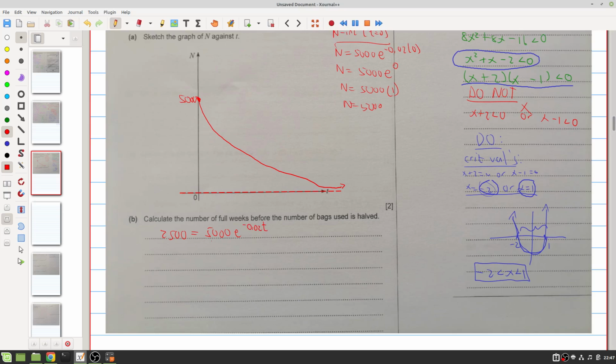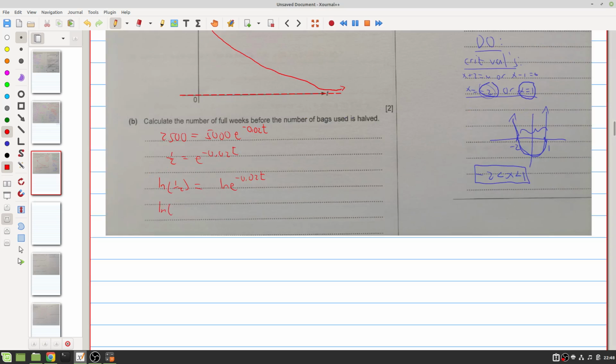So let's first divide both sides by 5,000. That's going to give us a half equals e to the power -0.02t. All right, now our unknown is an exponent, so that's usually when we want to use logs. And we want to use log with the base e because we have an e here. So we're going to use ln. Let's take ln of both sides. So ln of a half equals ln e to the power negative 0.02t.